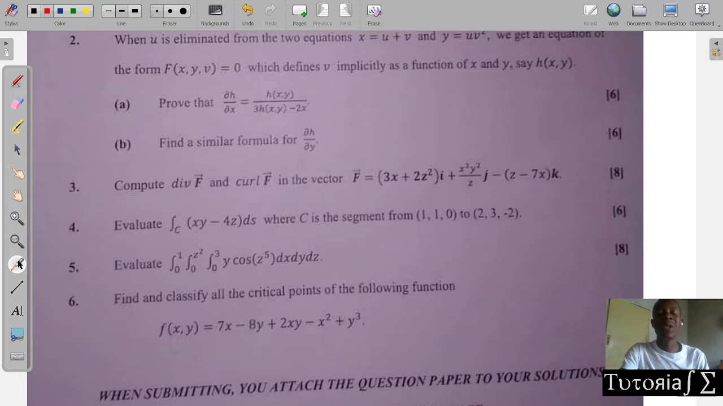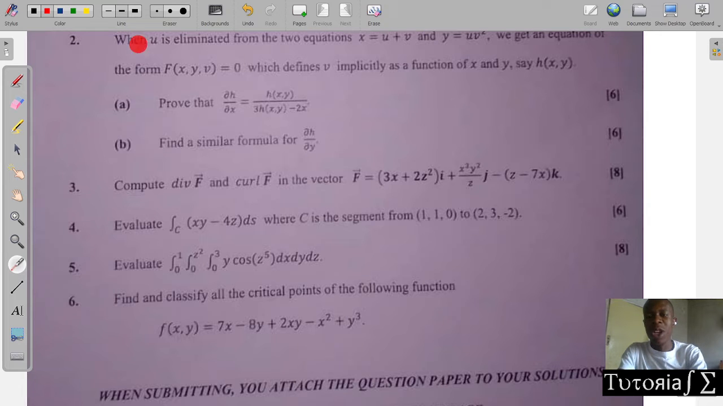In this lesson, we continue with implicit differentiation. Now, we did a few examples in our physical classes. This is just an extension of that. So, let's look at question number two here.